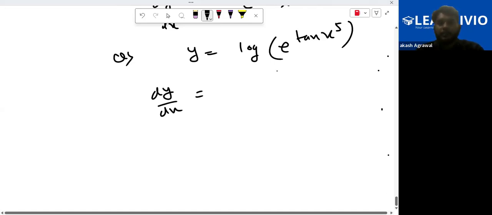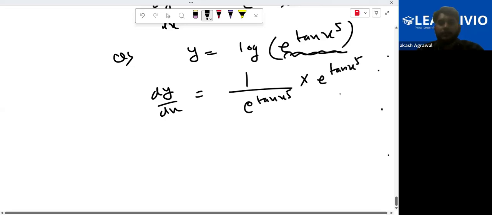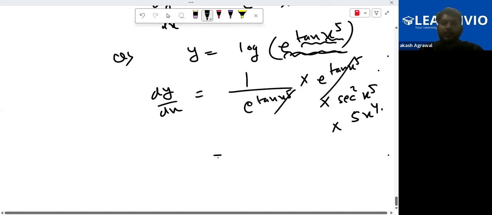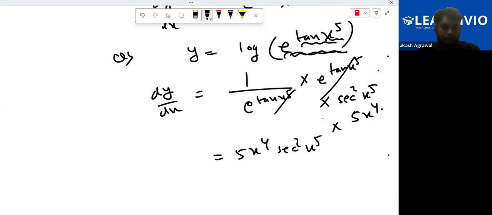So dy by dx will be, with log differentiation, 1 upon everything there, times the differentiation of this thing, which is itself, times the differentiation of this thing, times the differentiation of this, which is 5x to the power 4. This is cancelled. So we have 5x to the power 4 sec square x to the power 5. Yes? Yes, sir.